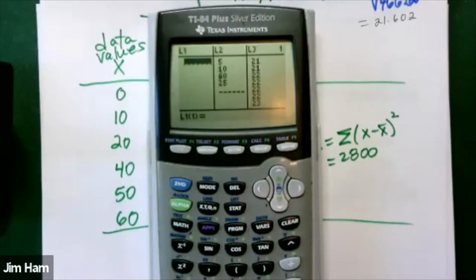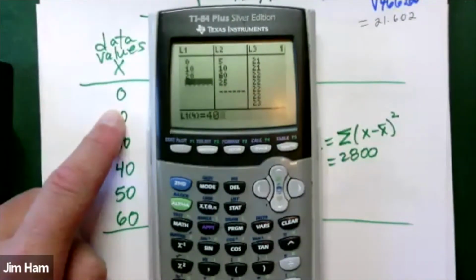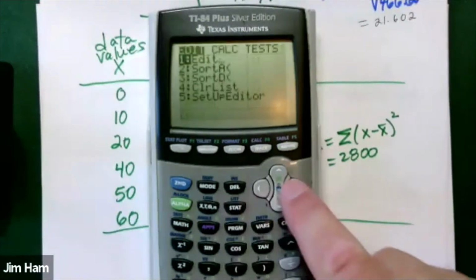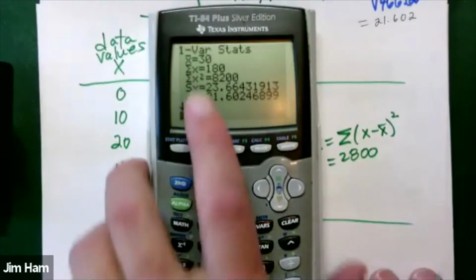I'm going to wipe out the list and then enter in 0, 10, 20, 40, 50, 60. Get my 6 data values in there and then run the summary statistics. And here's what you should see.